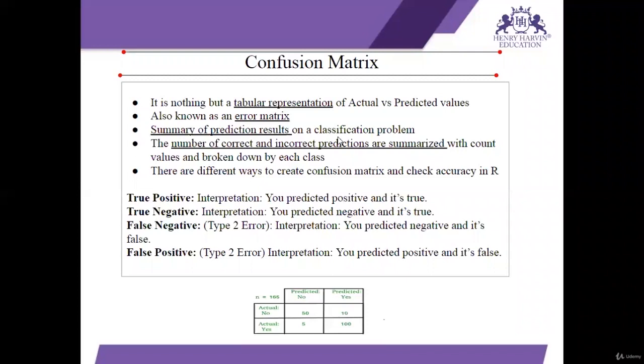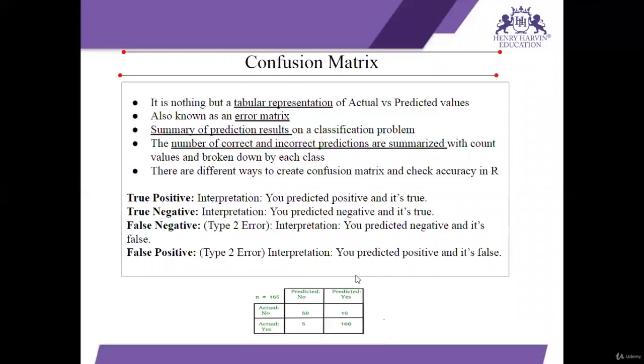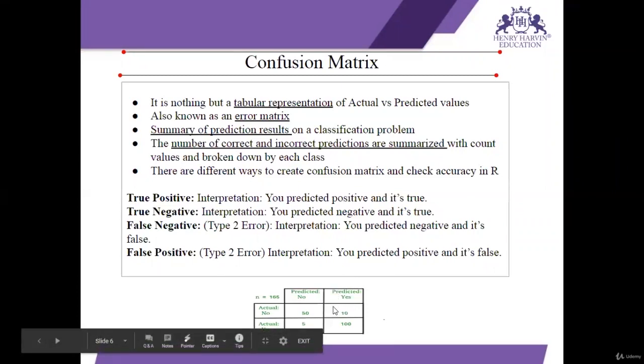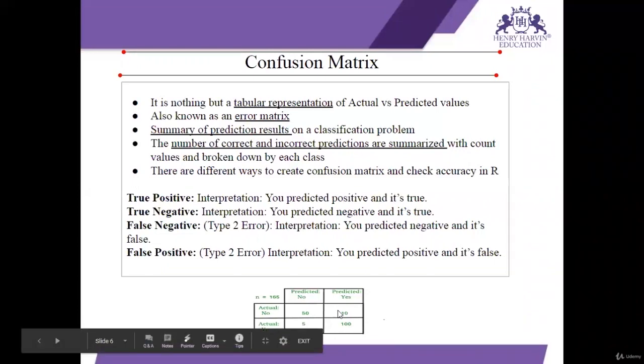The number of correct and incorrect predictions are summarized with the count values and broken down by each value. As you can see in the image also, the total number of observations was 165. So we have built a model and predicted the values. It is a tabular representation comparing the actual and the predicted results.